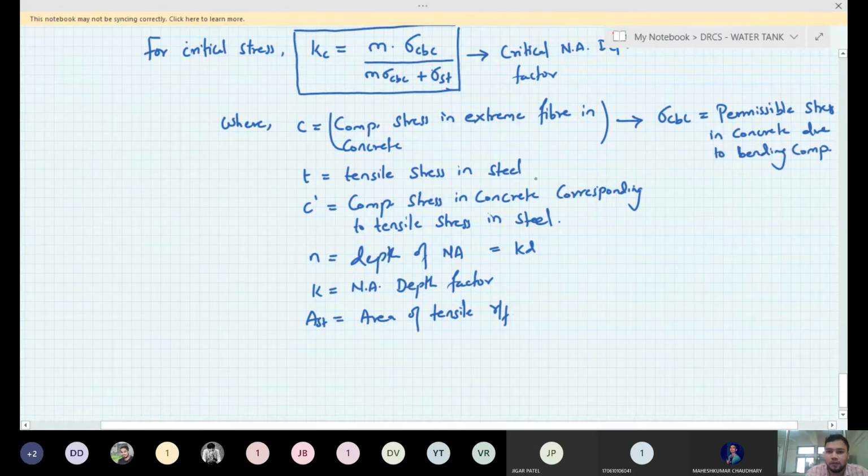Okay, and this T value is when the permissible value in the code is given as sigma ST, which is nothing but your permissible stress or permissible tensile stress in steel. Okay, these are two different things.